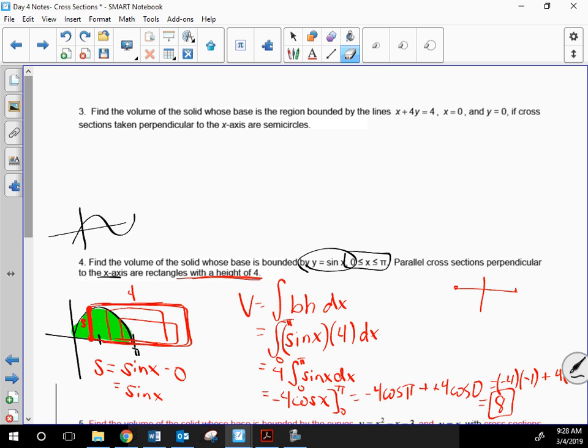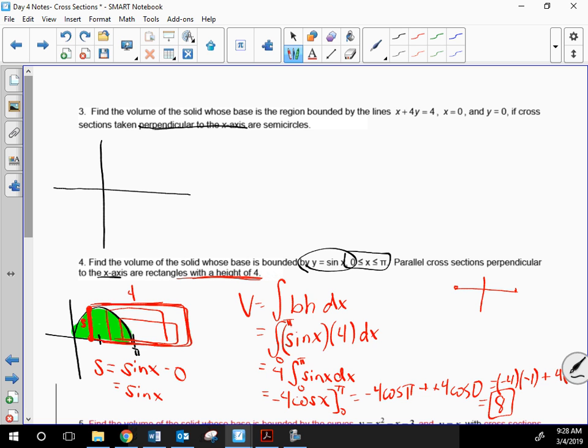So for number 3, we've got the line x plus 4y equals 4, x equals 0, y equals 0, and they're perpendicular to the x-axis. So let's figure out what this line is. So 4y equals negative x plus 4, so y equals negative 1/4 x plus 1.